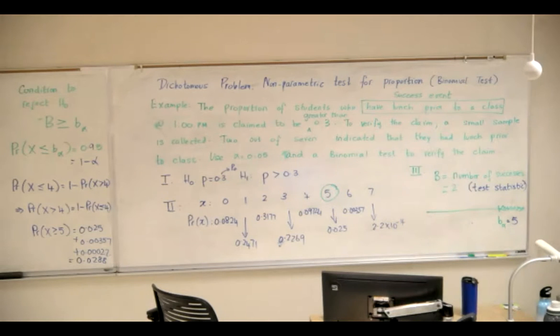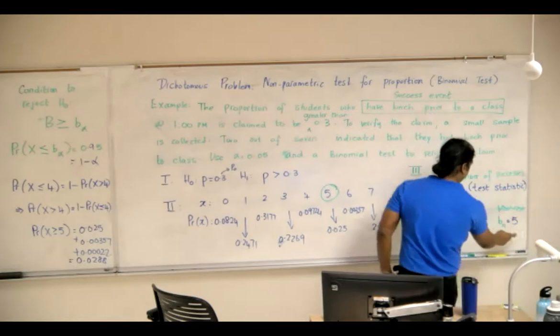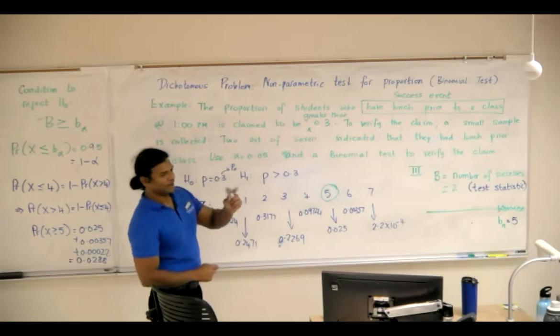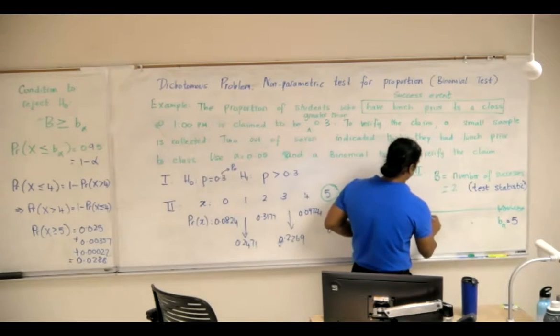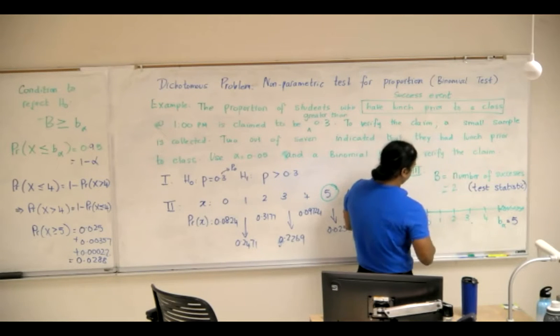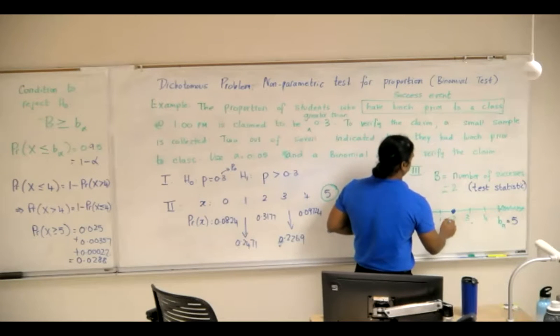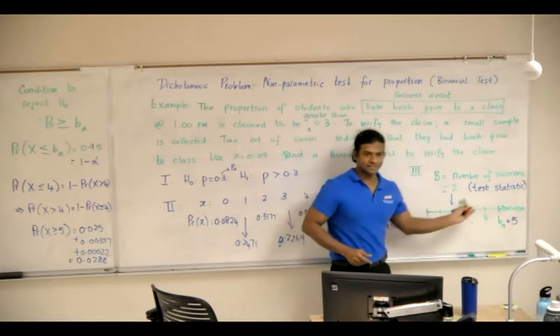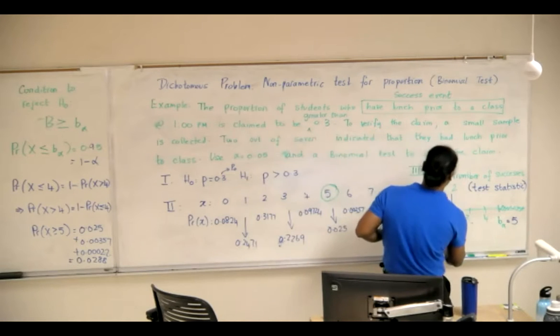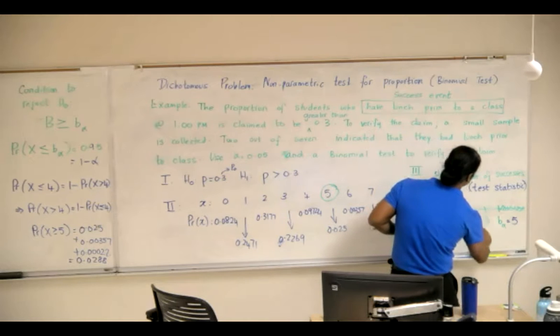Good. So if B sub alpha is equal to 5, excuse me, if the test statistic is greater than 5, I will reject. That's where my rejection region starts. Where is our test statistic? Our test statistic is 2. Did the test statistic fall in the rejection region? No. So our conclusion is do not reject.